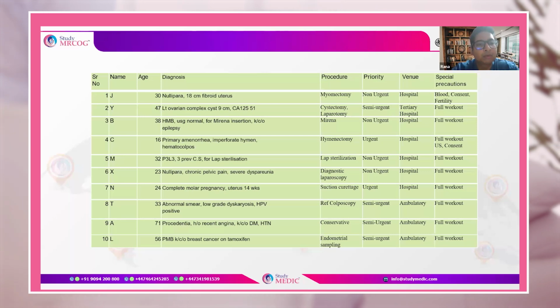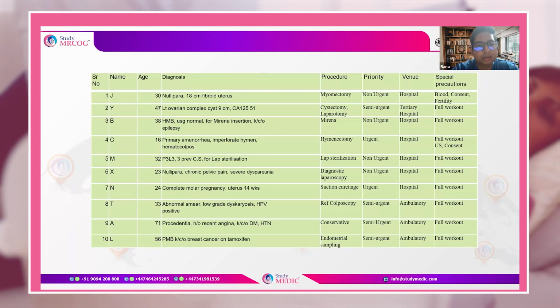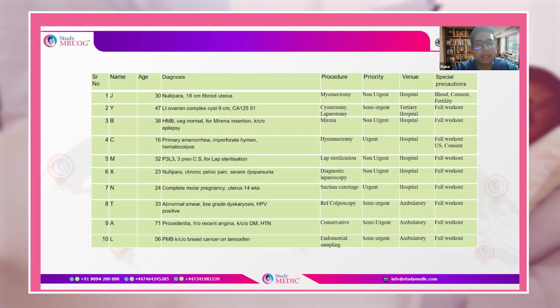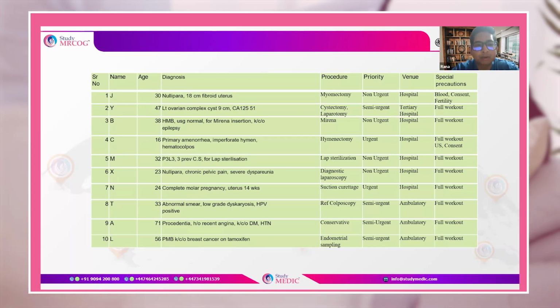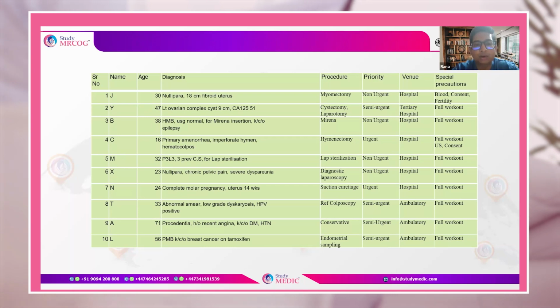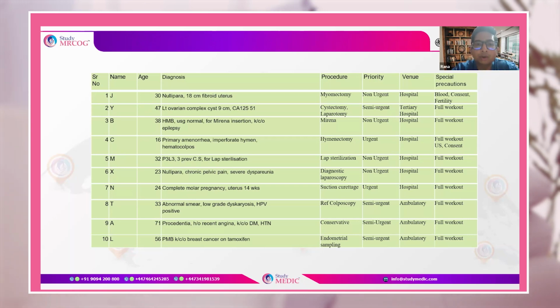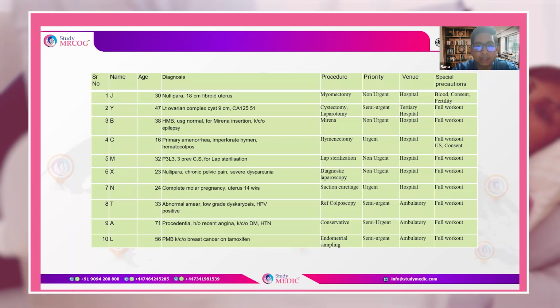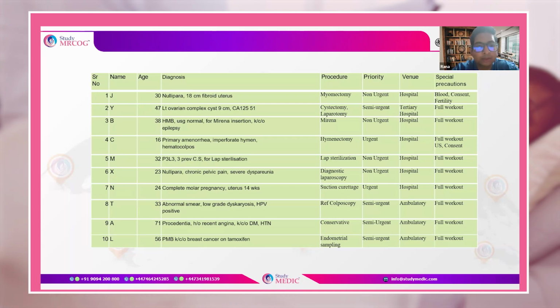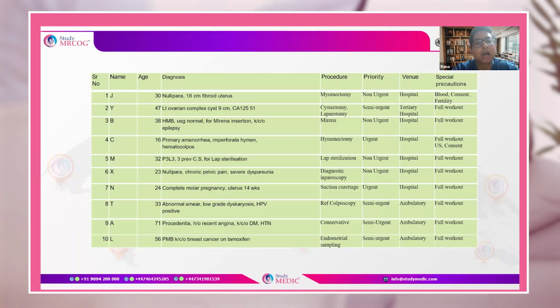The next case scenario is a 47-year-old female with a left ovarian mass of around 9 centimeters and CA125 of 51. You need to counsel this patient accordingly on what she needs, whether fertility is desired or not, whether her family has been completed or not. If not completed, cystectomy is likely the usual option here. For any patient with an ovarian mass, the first thing you need to do is the RMI scoring.